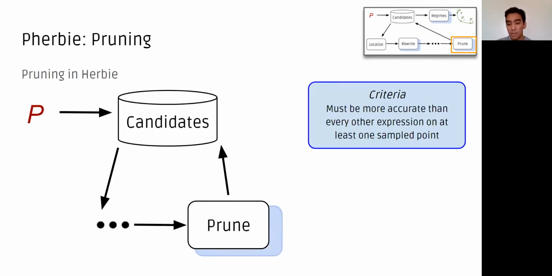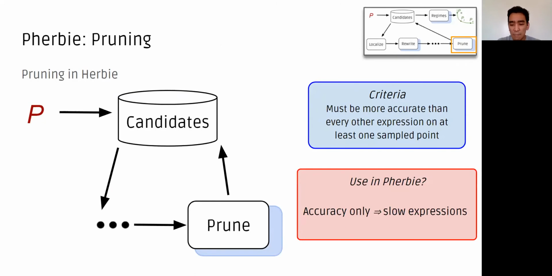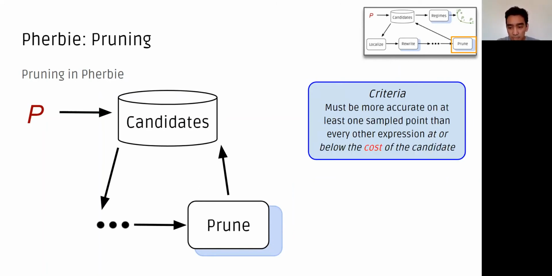Within Herbie, that criteria is a candidate must be more accurate than every other expression on at least one sampled point. Now this won't work in Furby because the table will become biased towards slower, more accurate expressions. So things like 1 or 2 term polynomials generally will not make it into the table. So to fix this, we add this second condition that we only compare against other expressions that are at or below the cost of the candidate. That is, a candidate must be best in class on at least one sampled point.